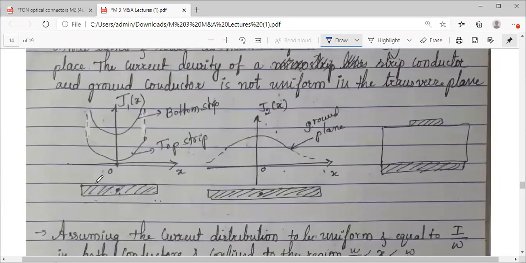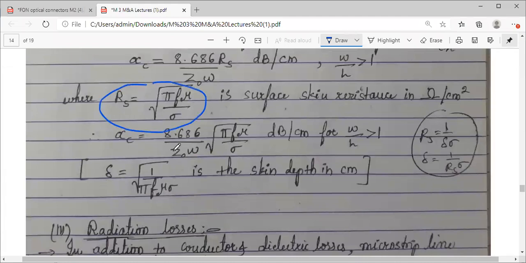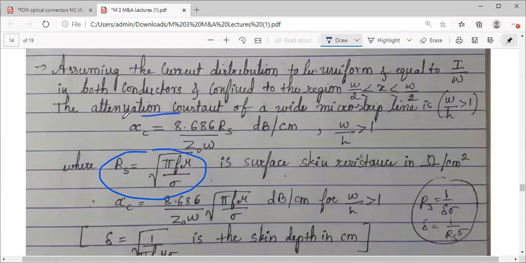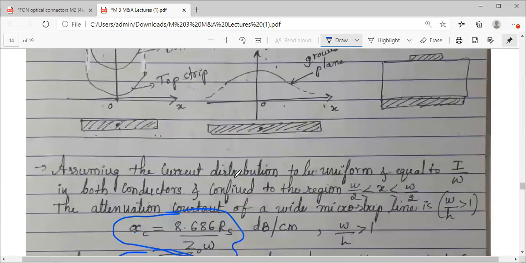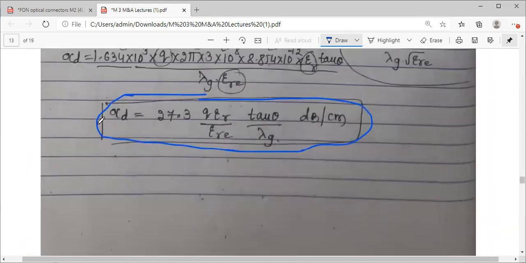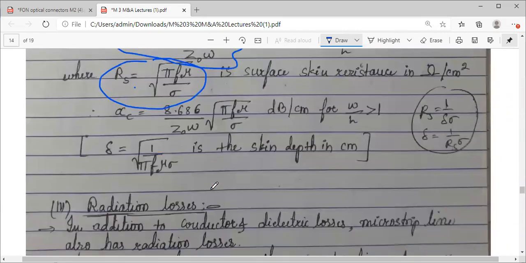Coming to the ohmic losses, that is due to the conductor. We had the RS equation. We have even Z naught, the characteristic impedance, that was also dealt with in one of the previous sessions. And where is the equation? Yeah, it's here. Alpha C is equal to 8.686 RS divided by Z naught W. So these three encircled equations, alpha C, RS, and Z naught, we have, but the slide is too far, so let me not go for it. It is alpha D. So these equations are important for us for the quality factor.